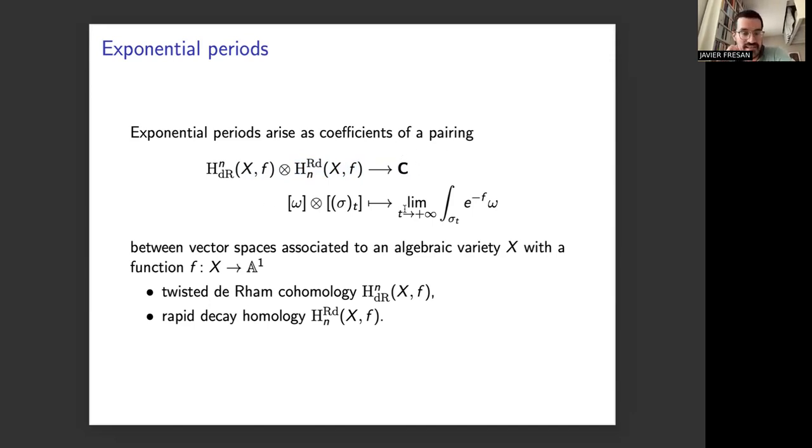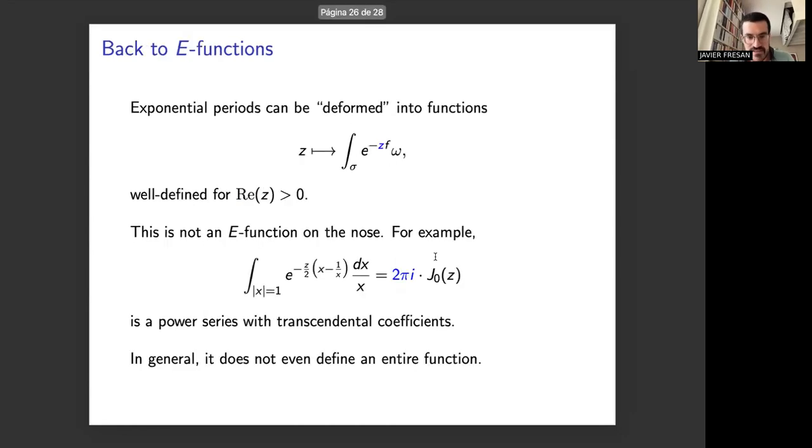This was first proved by Deligne for a polynomial on A1, and then Bloch and Esnault for curves in a more general setting. And in general, it's a theorem of Fresán and Jossen. Yep. So this is exponential periods.